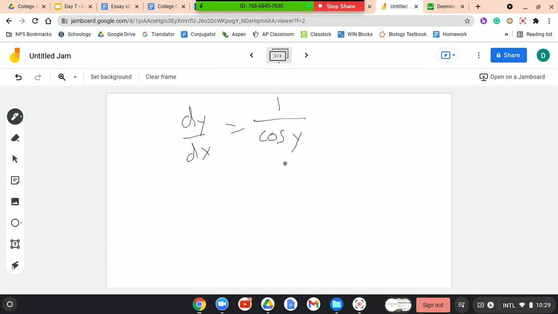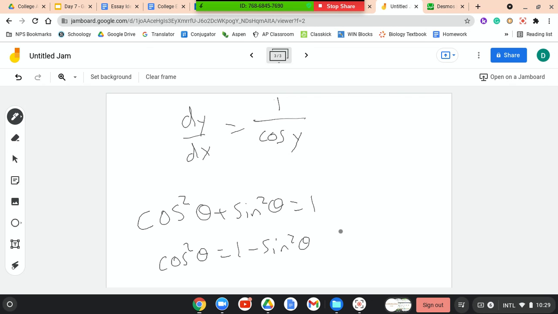Here's where the idea that cosine is positive is really important. There's a trigonometric identity that cosine squared of theta plus sine squared of theta equals 1. Do you remember that one? So cosine squared of theta equals 1 minus sine squared theta. So cosine of theta equals plus or minus the square root of 1 minus sine squared theta, because we're taking the square root.